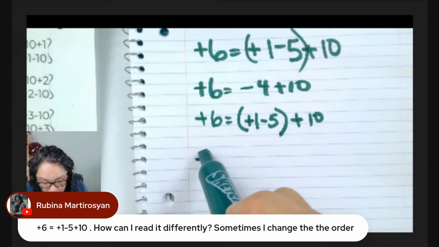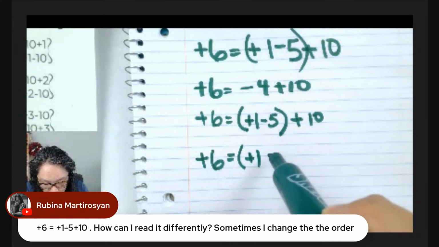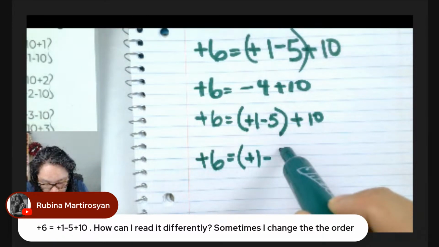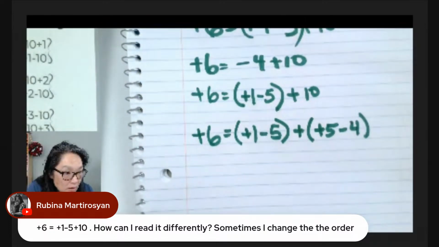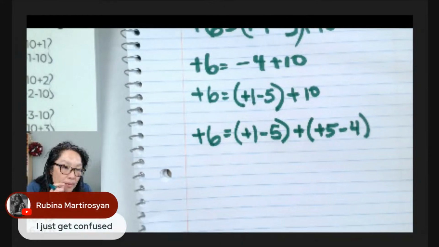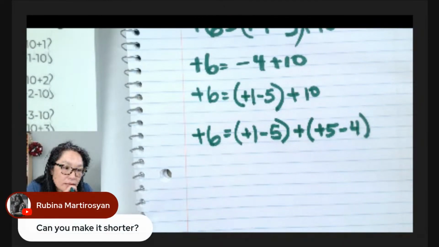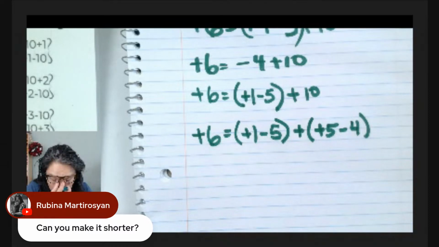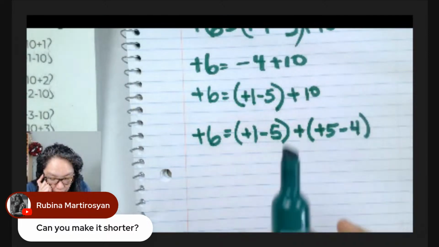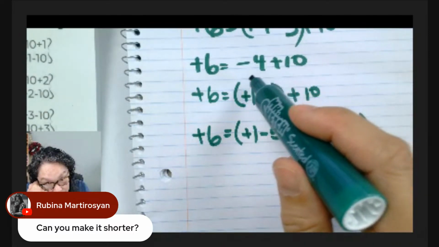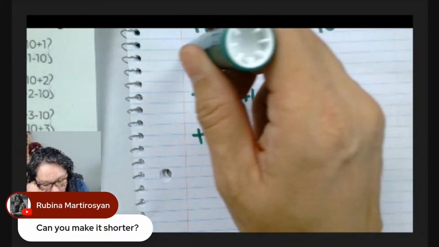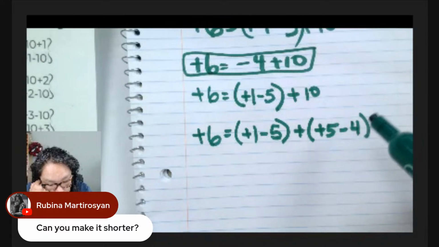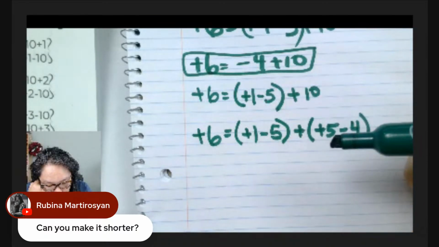Even with this, if I wanted to plus the 6 is equal to plus 1 plus 5 minus 4. I get confused. Can you make it shorter? The only shorter you can do is this. This is as short as it goes because this is the fundamental. This is if you have enough to minus the 4.